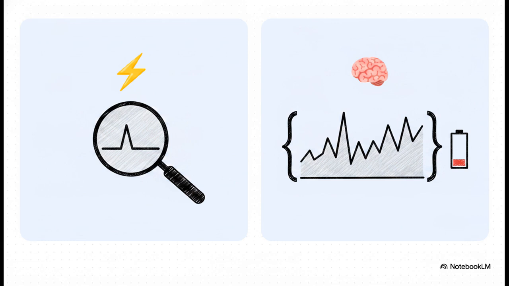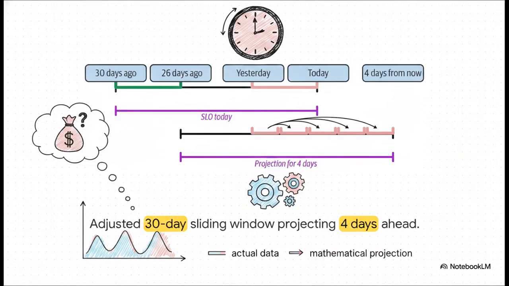And that is exactly where context-aware alerts become absolutely vital. To really map out the mechanics of the context-aware approach, we have to shorten the historical lookback to 26 days. Why? To accurately accommodate a 4-day forward projection window.